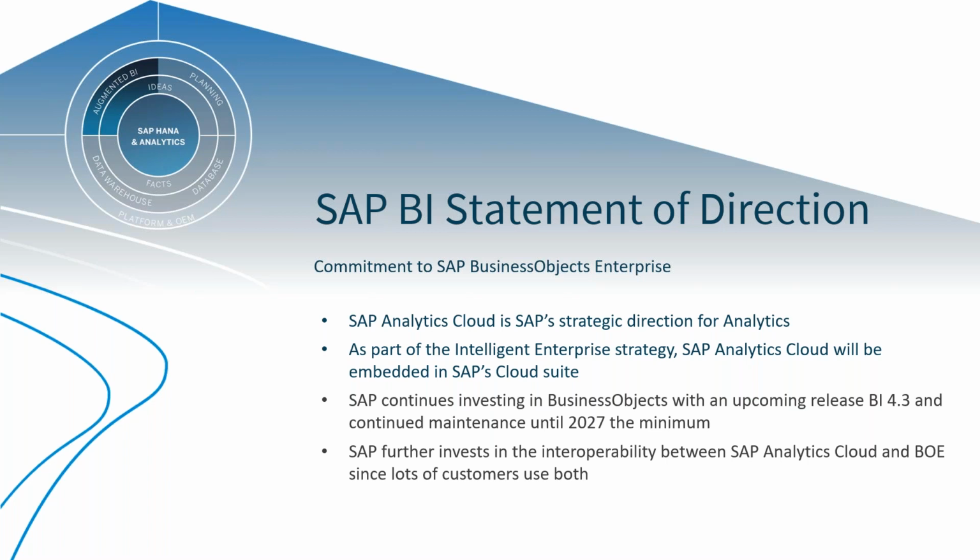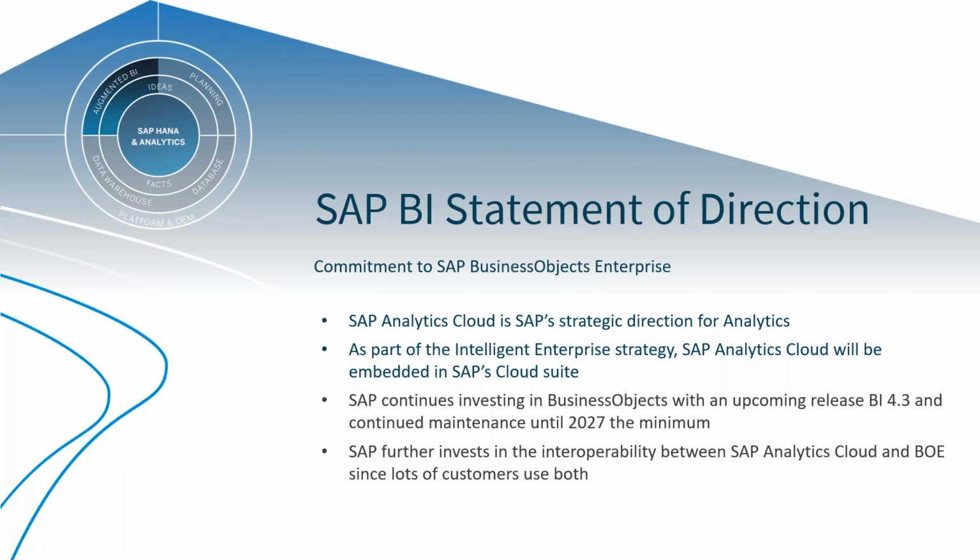Business objects, which has been there, we could almost say forever, will also still be supported by SAP. Right now, BI 4.3, so the latest release, is coming out in Q2. If you look at the calendar, we are in Q2. So this is really coming out very soon. From what I heard through the grapevine, that's going to be somewhere around mid-June. That's going to be available.